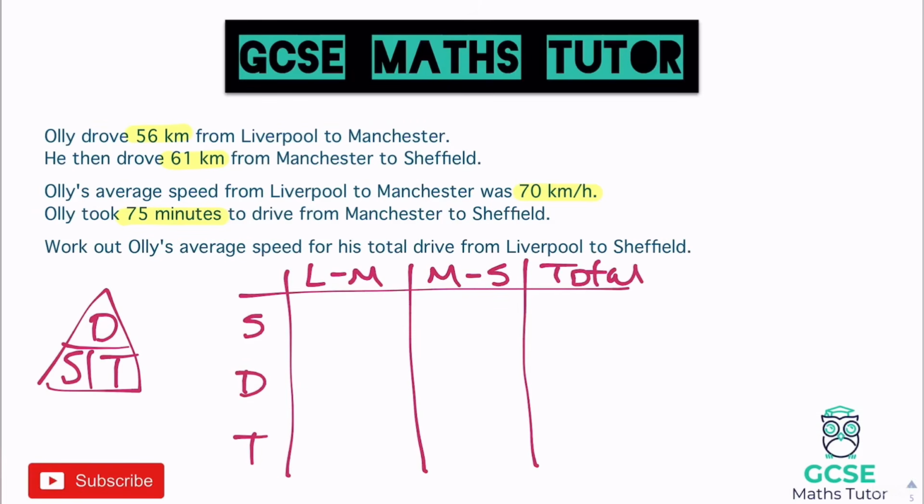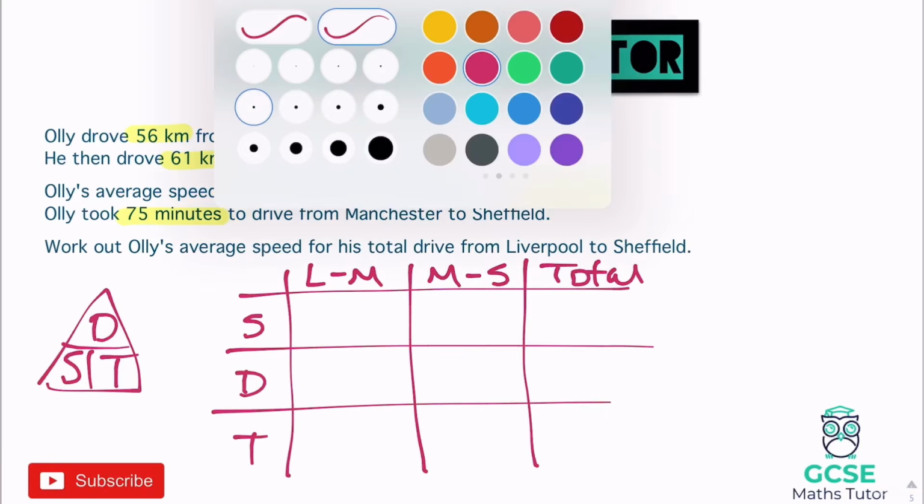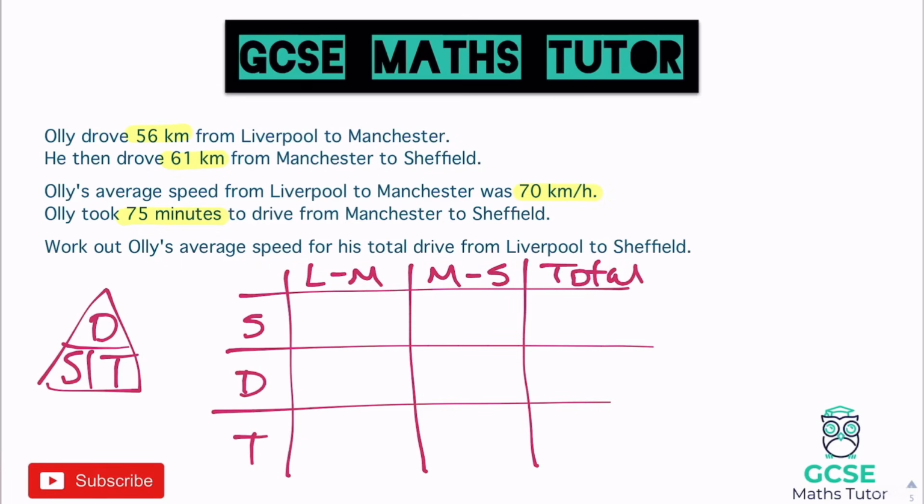There we go. So if I start to fill in some of these, and let's just put all these grids in to start with, let's see what we've actually got. So we've got 56 kilometres for the first bit, that's a distance, and we've got 61 kilometres for the next one, and we can add those together. 56 plus 61 is 117 for our total distance. So we've got an average speed from L to M of 70, and we've got a time of 75 minutes. I'm going to put that there, 75 minutes.